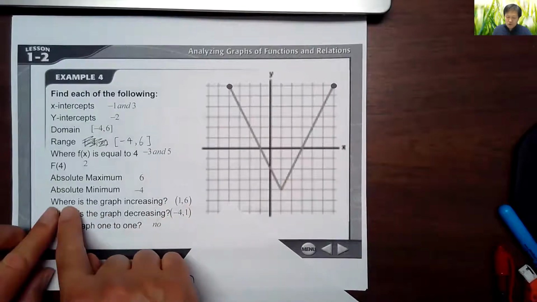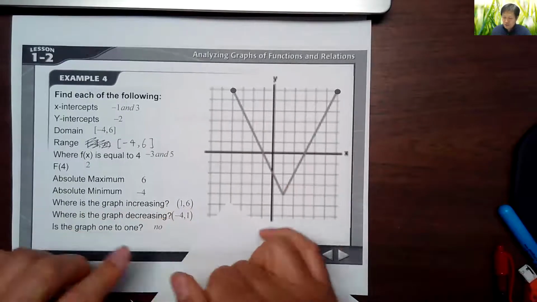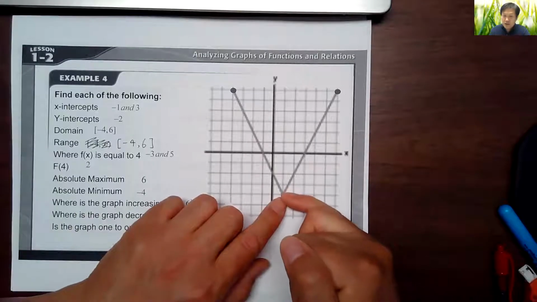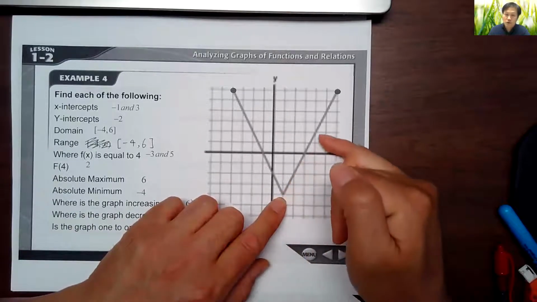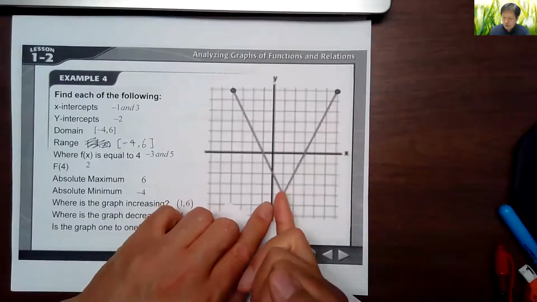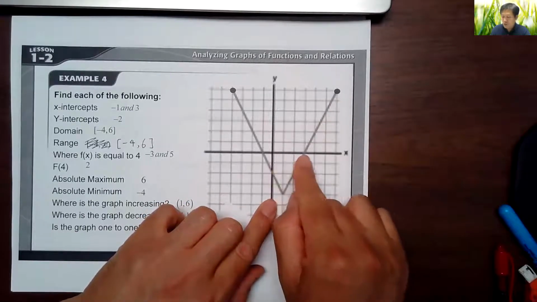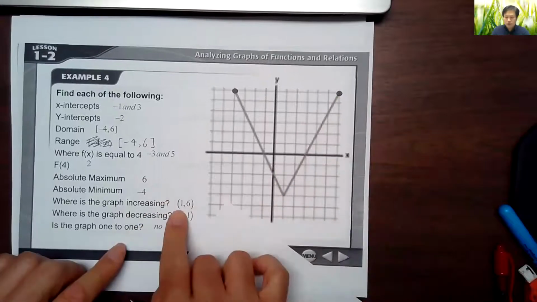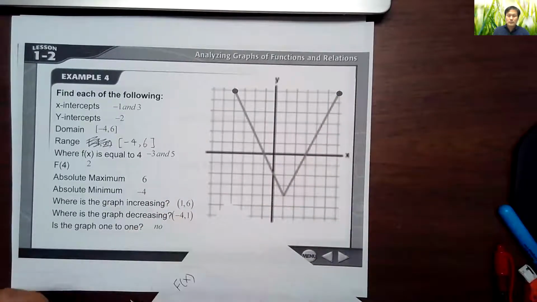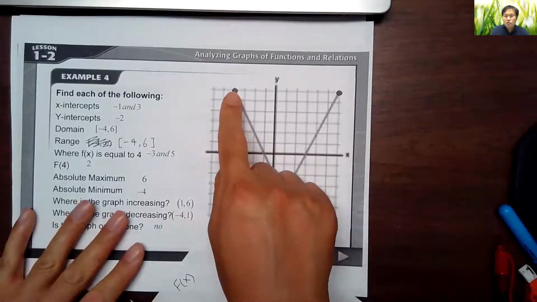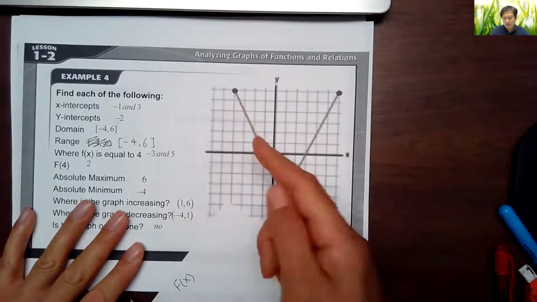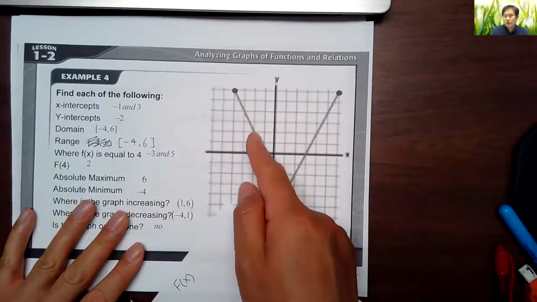So the previous question, where the graph is increasing. Well, as you can guess, starting from here to here, it's increasing. Where is the x value? 1, 2, 3, 4, 5, 6. So 1 to 6, 1 through 6. The key point here is you have to trace the graph to the right. If you trace the graph to the left, you get everything wrong.